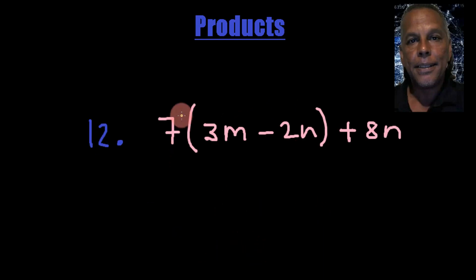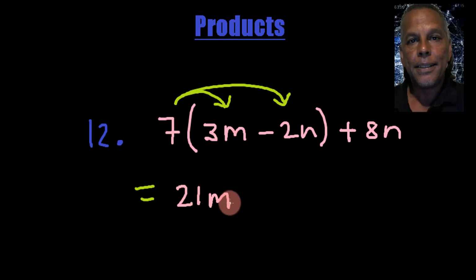So we multiply the 7 into the brackets. 7 times 3m will give us 21m. Then we know there's a plus here in front of the 7 that we don't write. So a plus times a minus will give us a minus. And 7 times 2n is 14n. And of course we still have the plus 8n here.